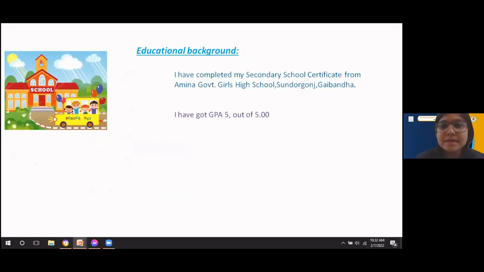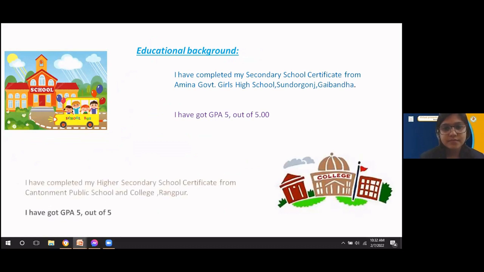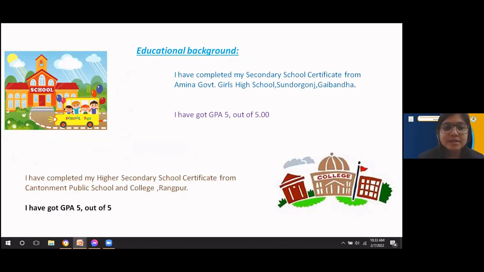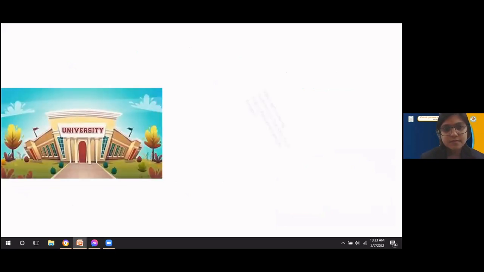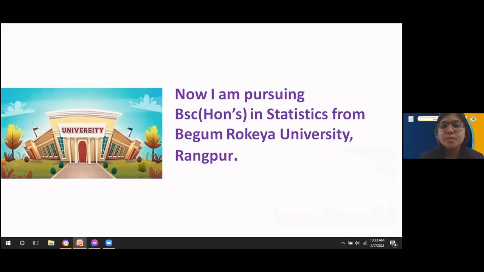I have completed my secondary school certificate from Aminagar Girls High School, Sundarganj, Gaibandha. I have got GPA 5 out of 5. I have completed my higher secondary school certificate from Cantonment Public School and College, Rangpur. I have got GPA 5 out of 5. Now I am pursuing BSc Honors in Statistics from Begum Rokeya University, Rangpur.